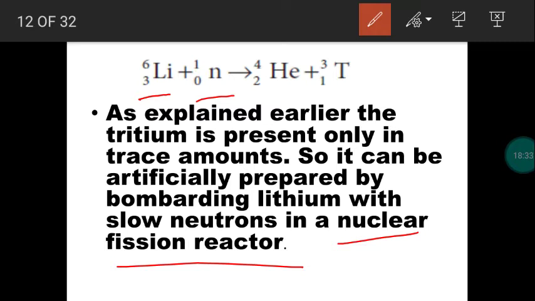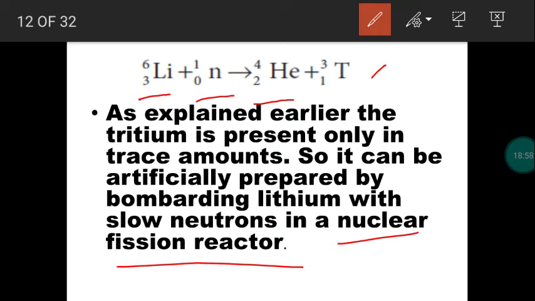So when neutrons are allowed to bombard lithium, it produces tritium with the liberation of an alpha particle. So this is helium. Helium is called an alpha particle. So in a nuclear reaction, what will happen? When an atomic weapon explodes, what happens? There is emission of different rays like alpha, beta, gamma and so on.